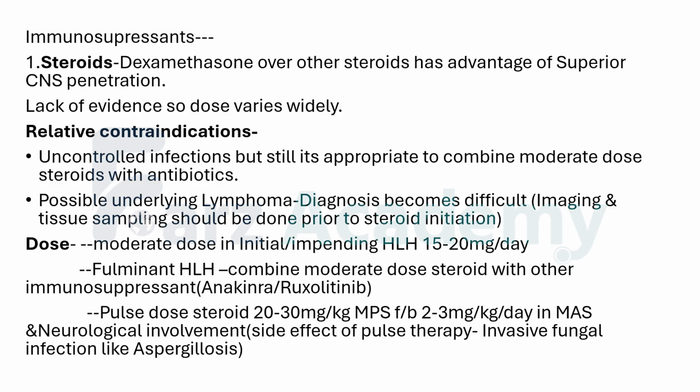If there is some neck swelling, lymph node swelling, it's better to do imaging and tissue sampling before starting steroid. And as I've already mentioned, 15 to 20 mg per day, maximum you can give 40 mg per day. Fulminant HLH: combine moderate dose steroid with other immunosuppressants like anakinra and ruxolitinib, and again pulse steroid in autoimmune disorders. But when you are using pulse steroid, you have to be cautious about invasive fungal infections like aspergillosis.